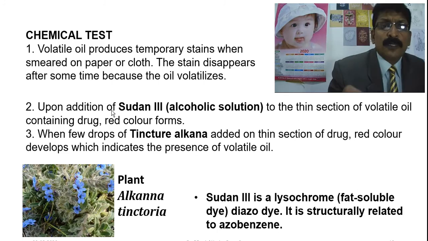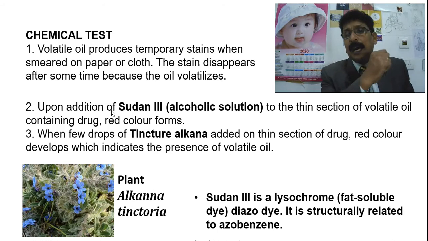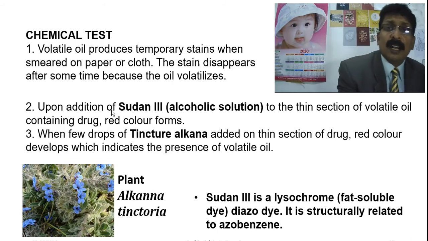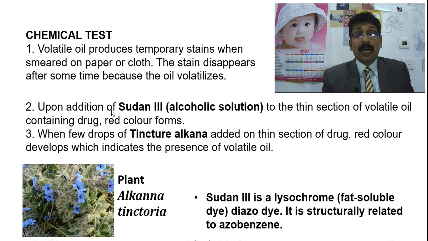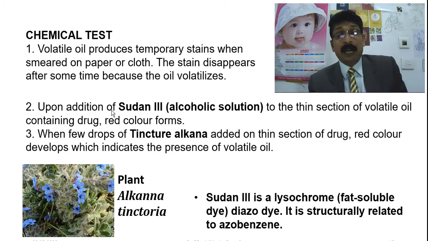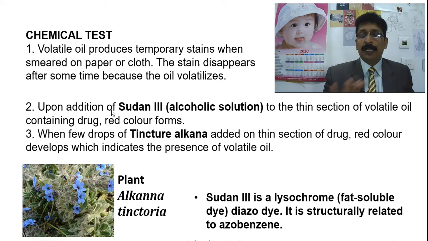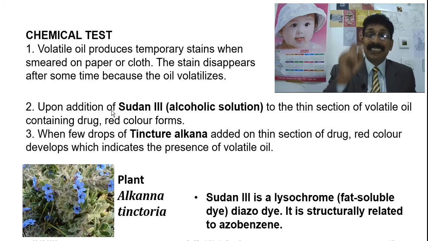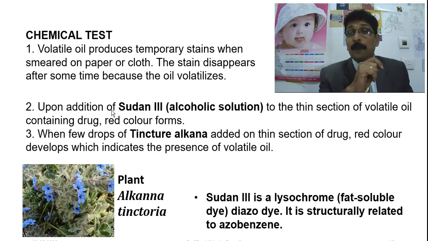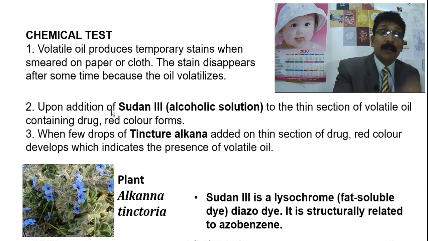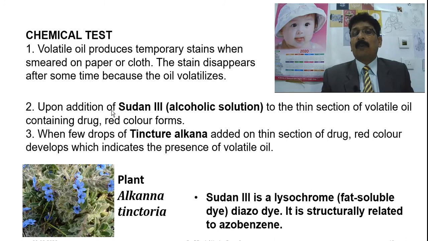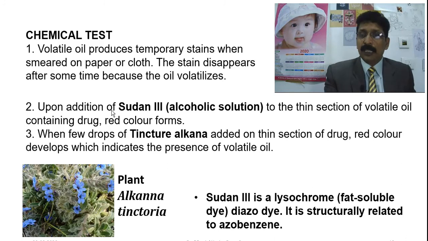And a few drops of tincture of alkanna. What do you mean by alkanna? You see the picture of the alkanna plant, Alkanna tinctoria, the botanical name. This plant is not very common in our places, in the roadsides or anywhere. You can find this extract, the tincture, as an alcoholic preparation. If you add it, red color develops, which indicates the presence of volatile oil. This is also another identification test.